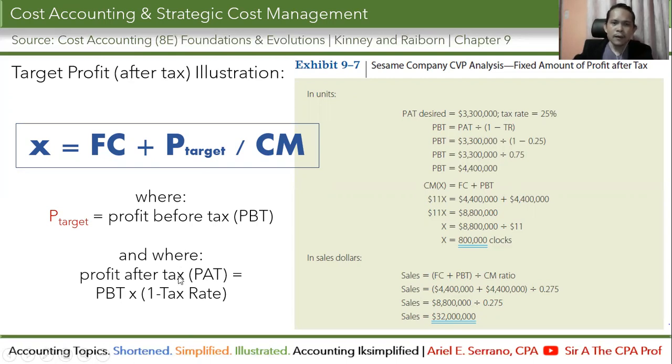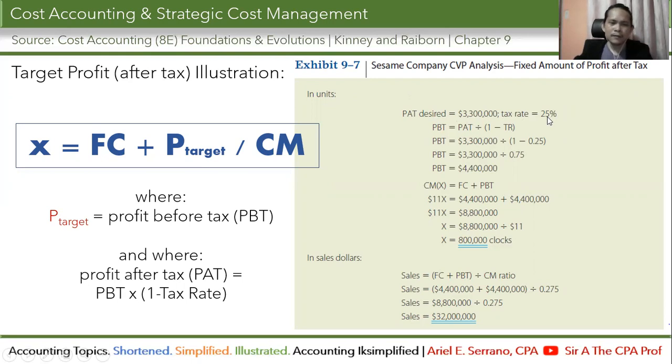Okay? Oh, tignan niyo dito. What happens if our after-tax na profit is 3.3 million? That is already, dito ang example natin na tax rate is 25%. Ibig sabihin, ang ating 3.3 million is 75%. So for us to get your 100%, we simply divide 3.3 million by 75%.